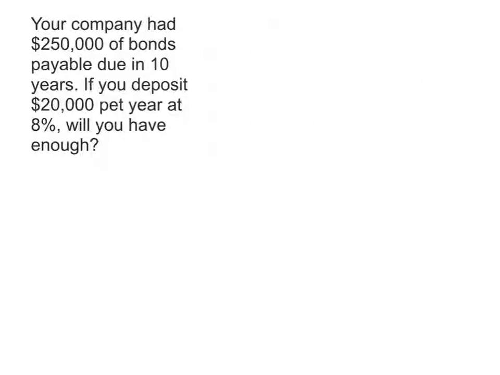The next set's kind of word problems. Your company has $250,000 of bonds payable due in 10 years. So if you deposit $20,000 per year at 8%, will you have enough? You've got to work on that. So first thing I'm going to do is fix this, make it per year. The second thing is we're talking about an annuity. So basically, you already know you're going to owe, in your timeline, $250,000.